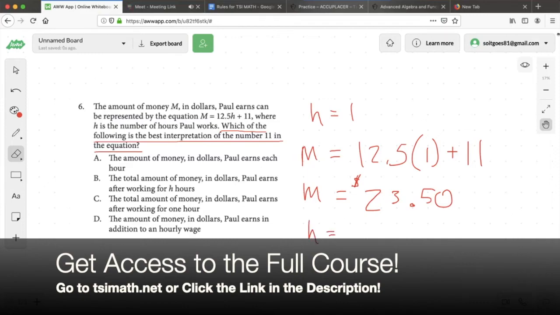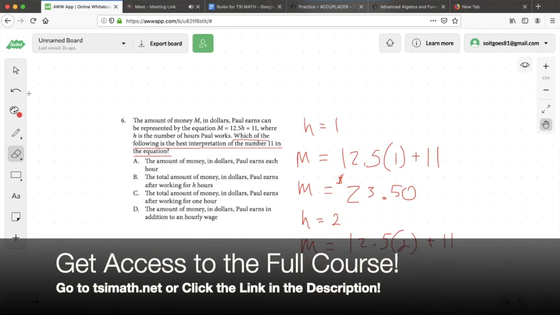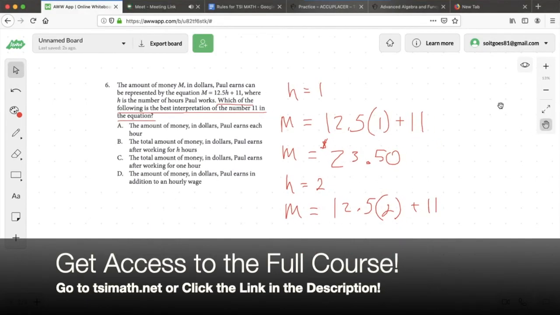Let's make H equal 2. Let's see what happens to M after he's worked 2 hours. So we'll plug it back in, 12.5, but now it's not times H or times 1, it's times 2, plus 11. Does that make sense? So we just do 12.5 times 2, which is 25, plus 11 is 36. Interesting.